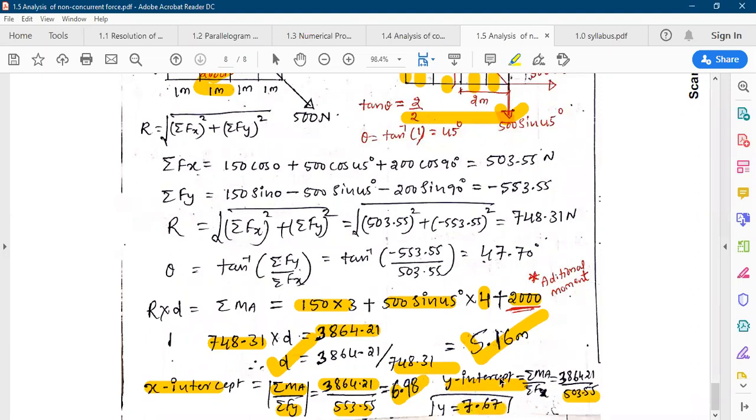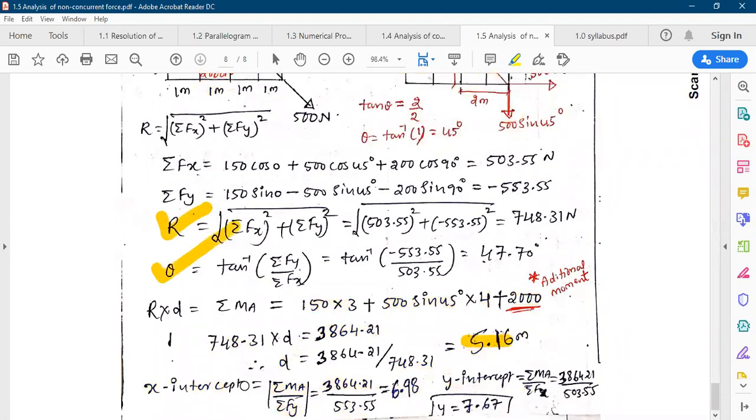Right. So these are the magnitude of the resultant force, direction of the resultant force, and position of the resultant force at point A. So this is how we have to calculate: the magnitude, direction, distance of the resultant from point A, and its x-intercept and y-intercept.